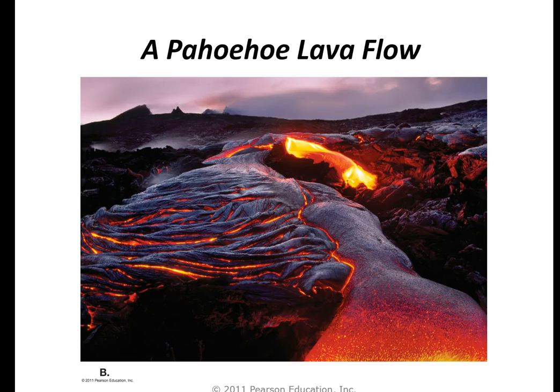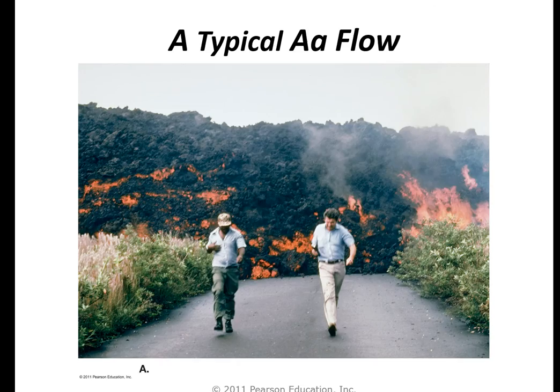So here is a lava flow. It's called a Pahoehoe lava flow, probably in Hawaii. And this is called an A'a flow. A'a.